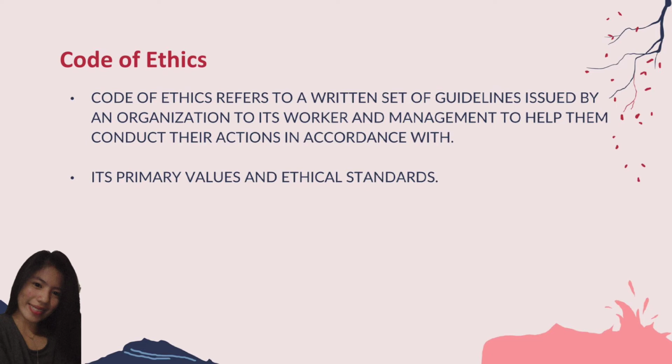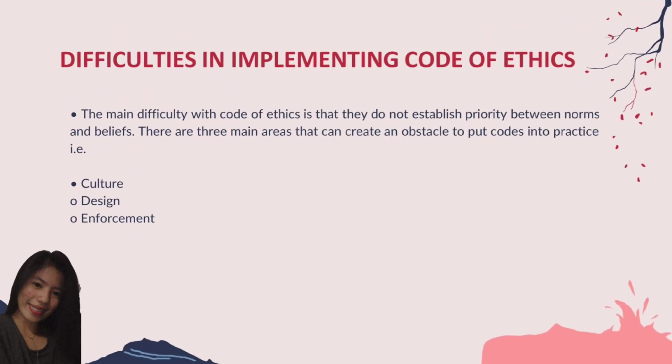And the sixth is ethics and law. The law refers to a systematic body of rules that governs the whole society and the actions of its individual members. Ethics is a branch of moral philosophy that guides people about basic human conduct. And now, let's proceed to the difficulties in implementing code of ethics.